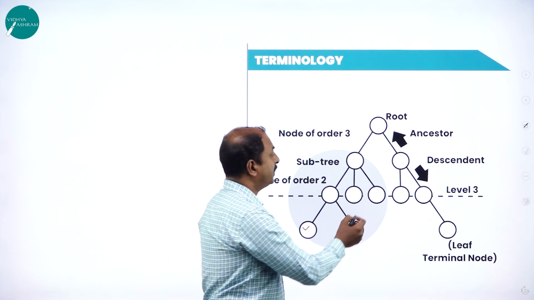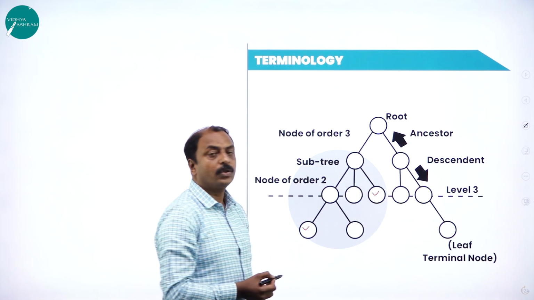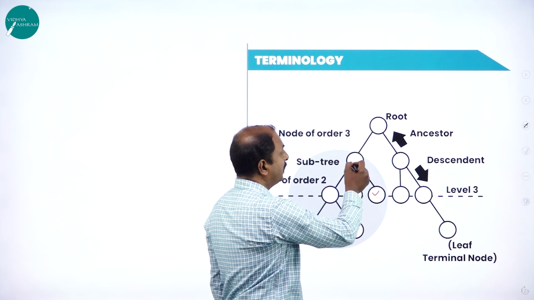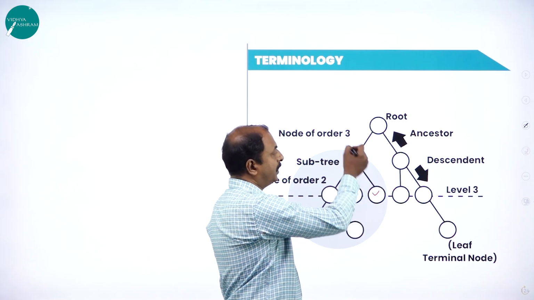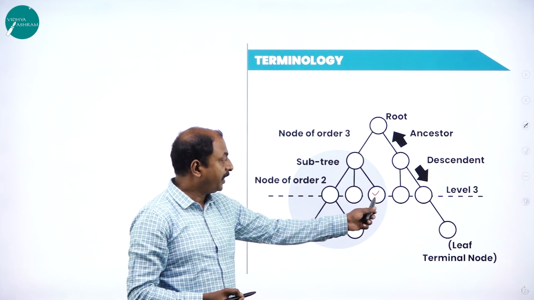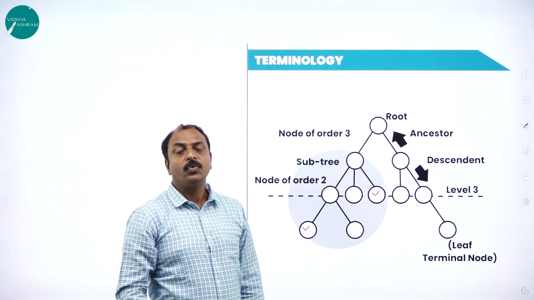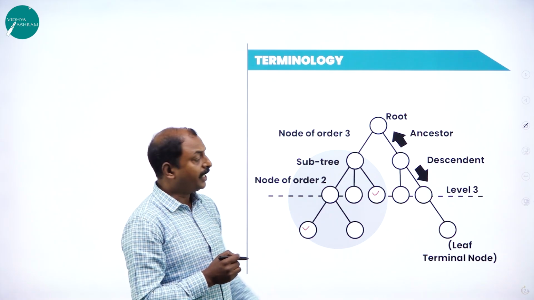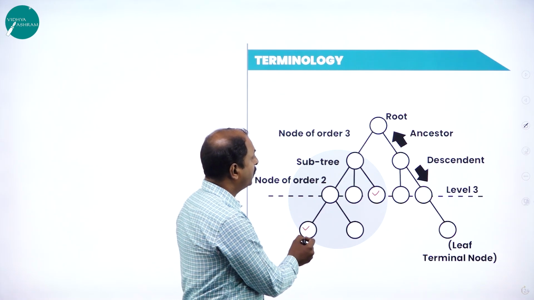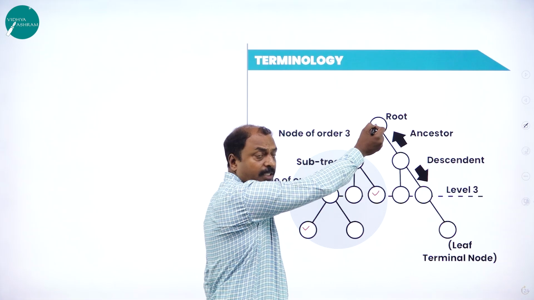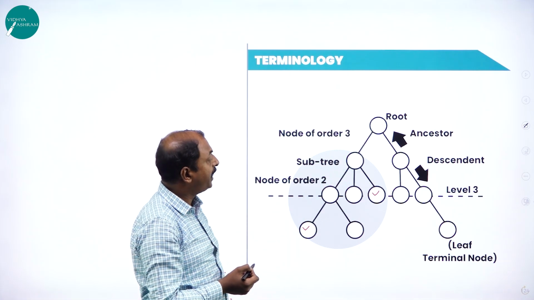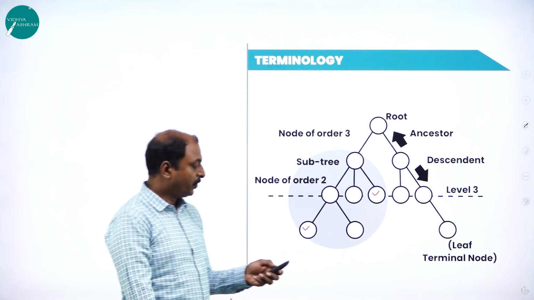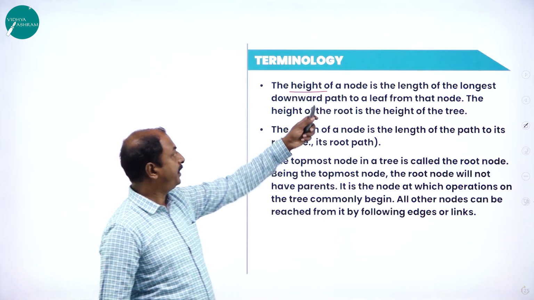Suppose you consider this node. Now what would be the height? Starting from here, this is 1 and 2. The height of this node is 2. Now, what is the height of the entire tree data structure? It is from the last node to the root node. That is the height of the entire tree data structure. So, that is the definition of height.